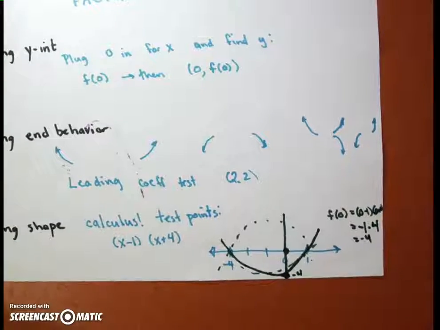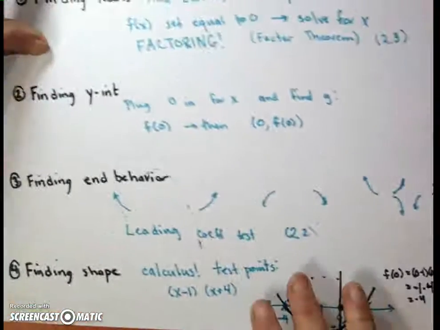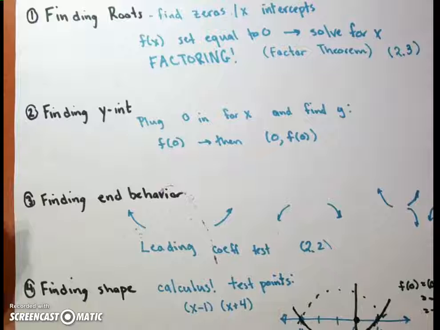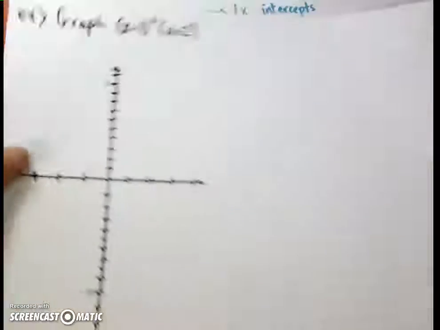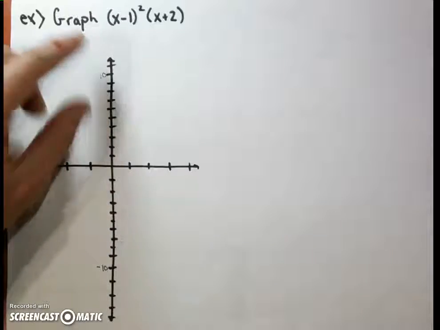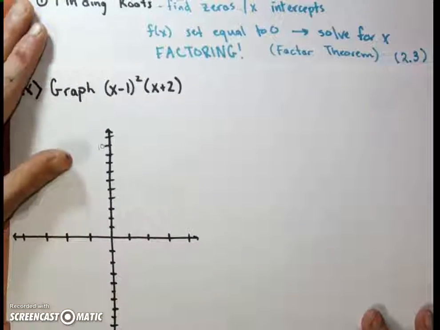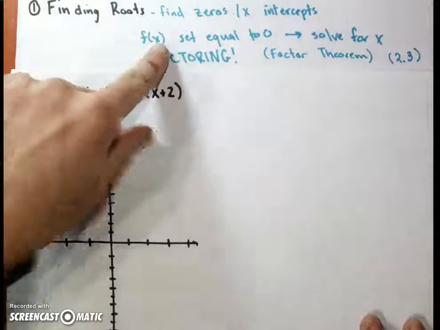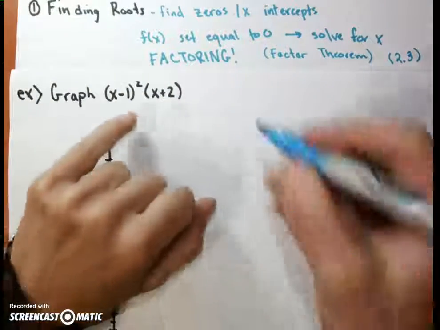So let's do a couple of examples where we use these steps to find the graph of a polynomial. So here's the example that I want to start with. My first step is to find the roots. So to find the roots, I need to use factoring or the factor theorem.